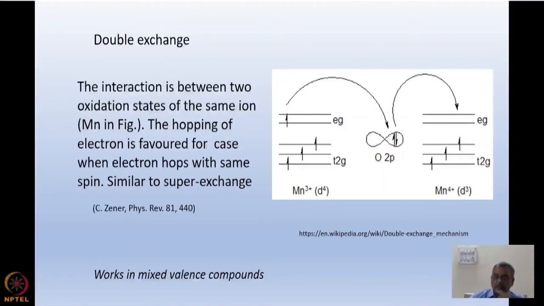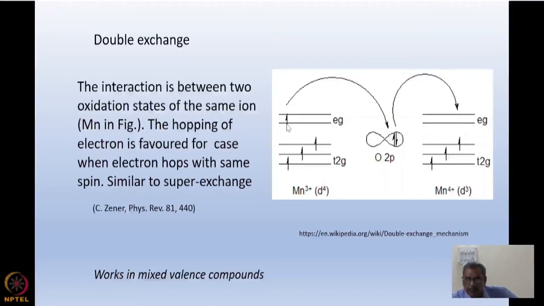Then there is something known as double exchange. Double exchange is similar to superexchange, another form of superexchange, very similar. But I request you to note that here I am putting Mn3+, which means 3 electrons have been taken out from the d4 so orbital. So we have the t2g orbitals filled and one in the eg orbital. Energy-wise, they are split now in a crystal field. Next, the other ion has a different valence state, which has 4 electrons taken out, so there is a vacancy here.